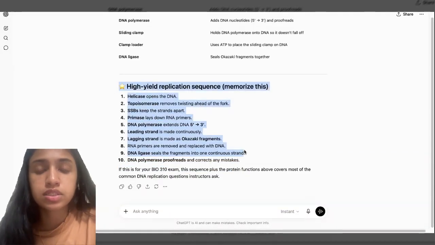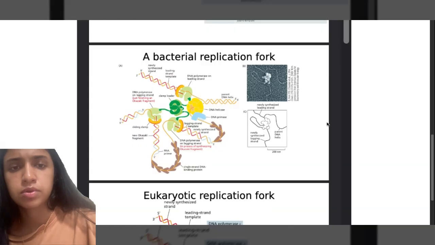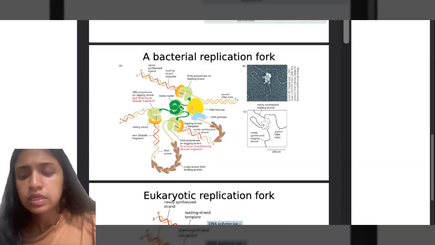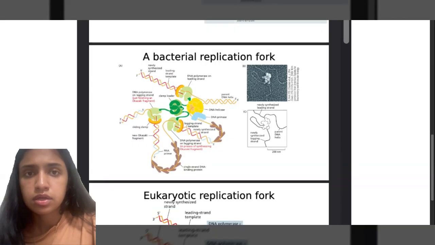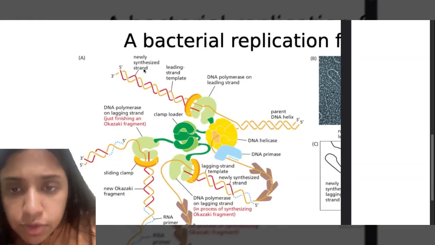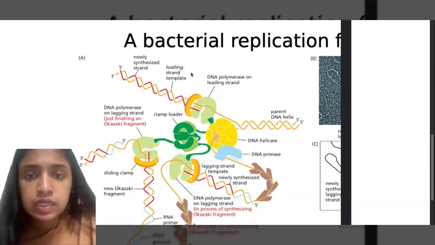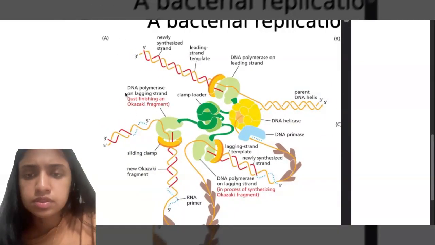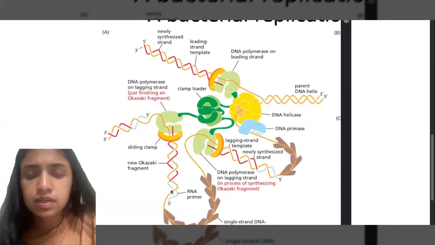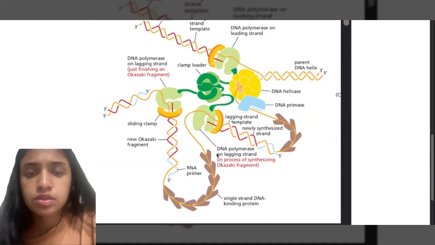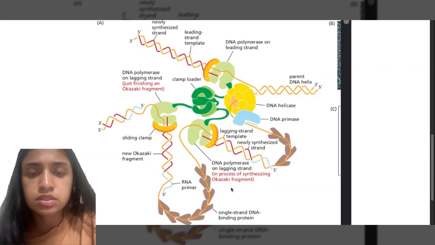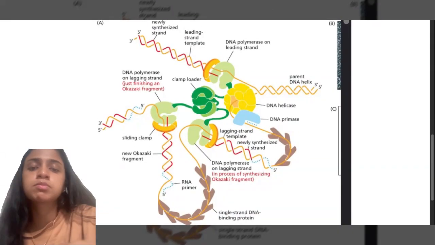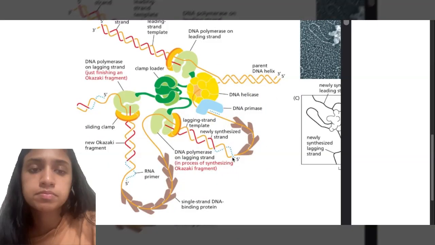So this is important. We're going to be going over the bacterial replication fork. This picture shows everything happening at one replication fork in bacteria. So you have the newly synthesized strand, leading strand template, DNA polymerase on the leading strand, DNA polymerase on the lagging strand just finishing an Okazaki fragment, sliding clamp, the whole works. The DNA polymerase on the lagging strand is in the process of synthesizing Okazaki fragments, lagging strand template, and so on.